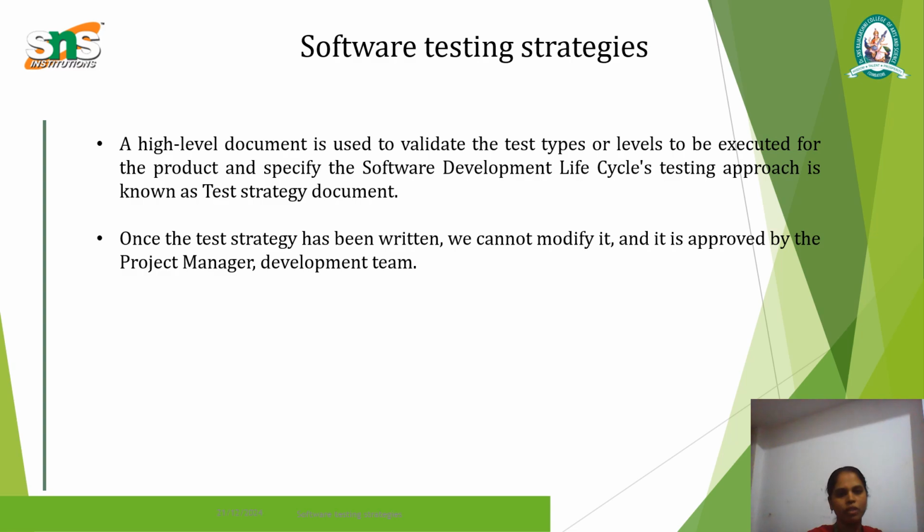A high-level document is used to validate the test types or levels to be executed for the product and specify the software development life cycle's testing approach. It is known as the test strategy document. Once the test strategy has been written, we cannot modify it, and it is approved by the project manager and development team. So once we prepare the test strategy plan, we cannot modify it in future. It gets approval from the project manager and then the development team.